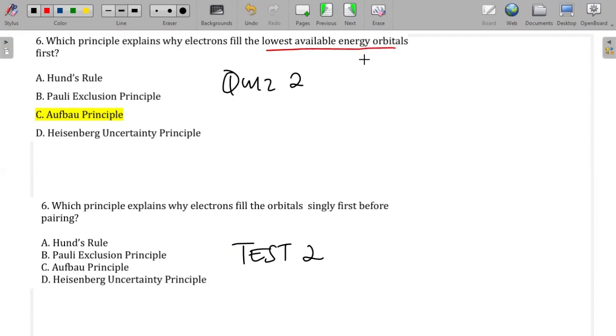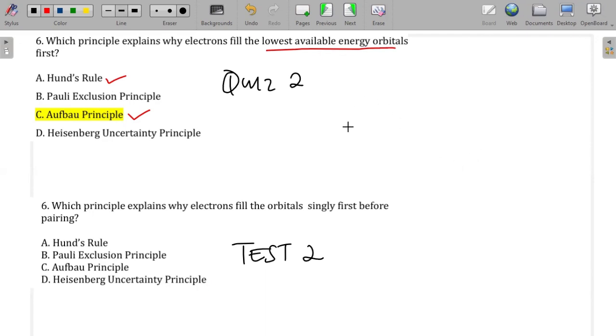Okay, so that principle is known as the Aufbau principle. It states that electrons must first fill the lowest energy orbitals available before filling those that have what? Higher energy. Okay, and then Hund's rule simply explains that electrons must first fill the orbitals singly before pairing up.